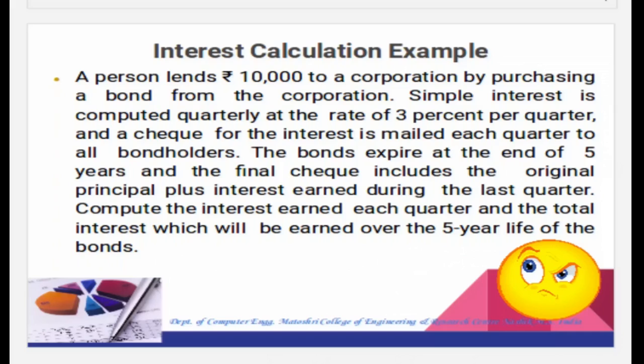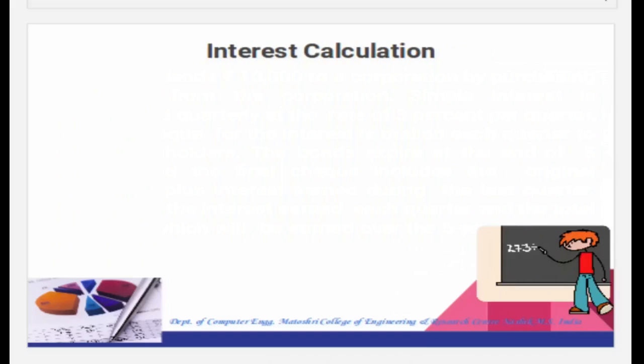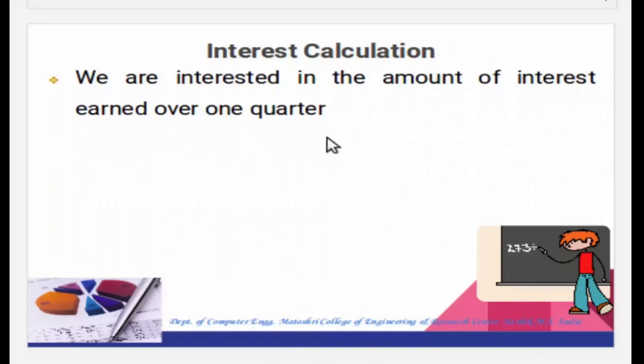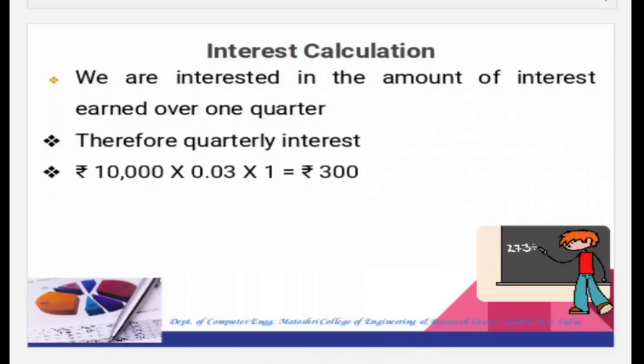Now we know the values of P, N and R. Now let's calculate the values. Here we are interested in the amount of interest earned over 1 quarter. Therefore, quarterly interest is 10,000 into 0.03 into 1, that is equal to 300.